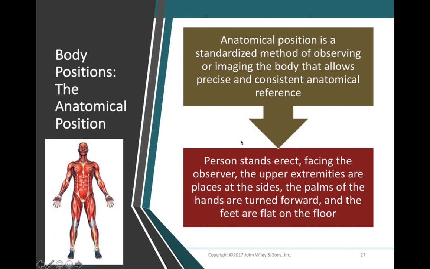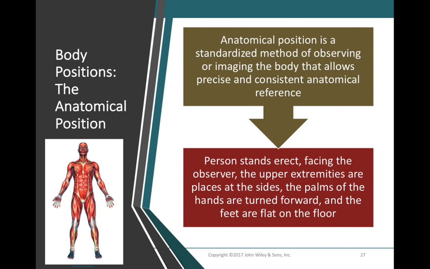So the way that we describe the anatomical position is standing erect, facing the observer, of course. So you can see that this model is nicely in the anatomical position. But the upper extremities are placed at the sides and the palms are turned forward. That is called supination, which we will touch on later. So this is going to be our anatomical position, standing up straight with the palms facing towards the front of the room.